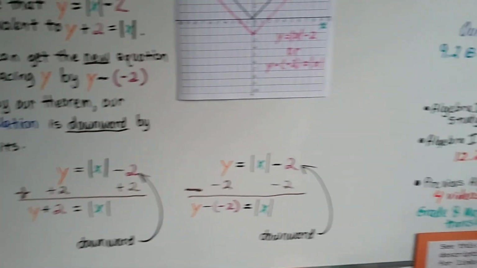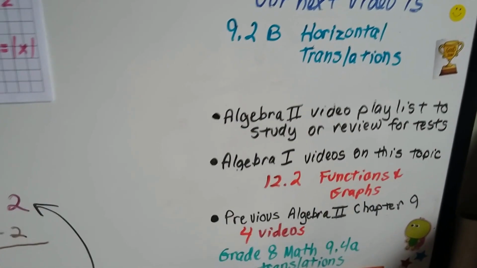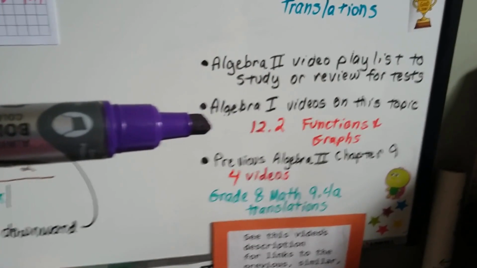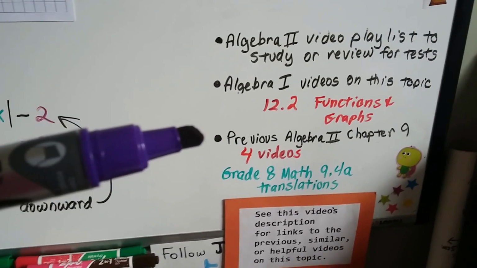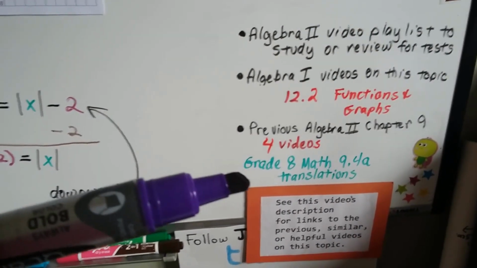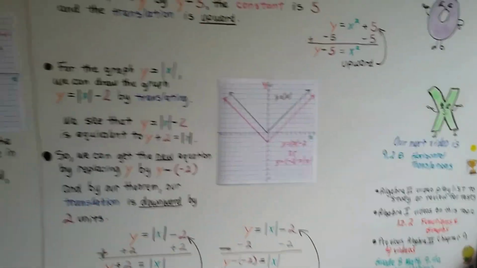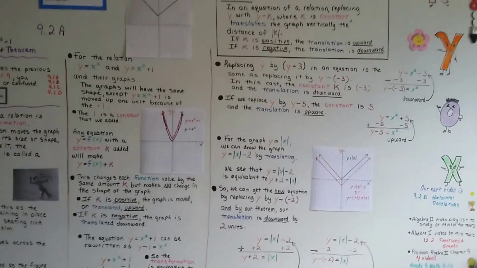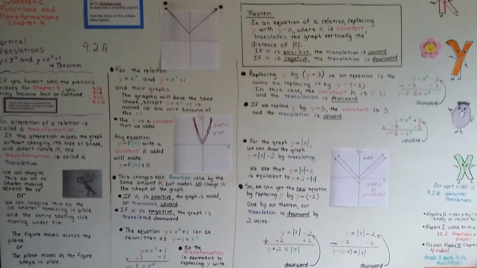All right? Our next video is 9.2b, and we're going to talk about horizontal translations. This was vertical. I'm going to add this to the Algebra II playlist so you can study with it. There's going to be a link to last year's Algebra I video, 12.2, when we talked about functions and graphs. The previous 4 videos for this chapter 9 are going to be in this description as links. And there's also going to be a link to grade 8 math, 9.4a. We talked about translations back in 8th grade. So if that would be an easier video for you to watch and then come back and watch this one, maybe that might help you, okay? It's been a long time. Maybe you don't remember, all right? That's no big deal. We all forget stuff.